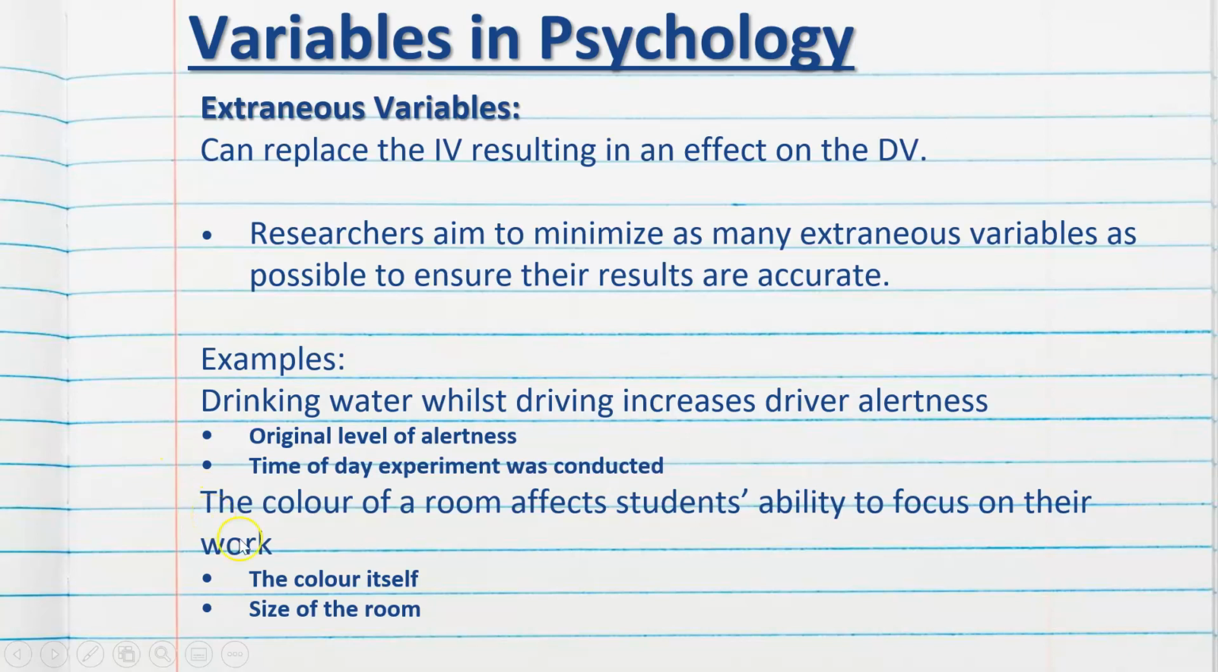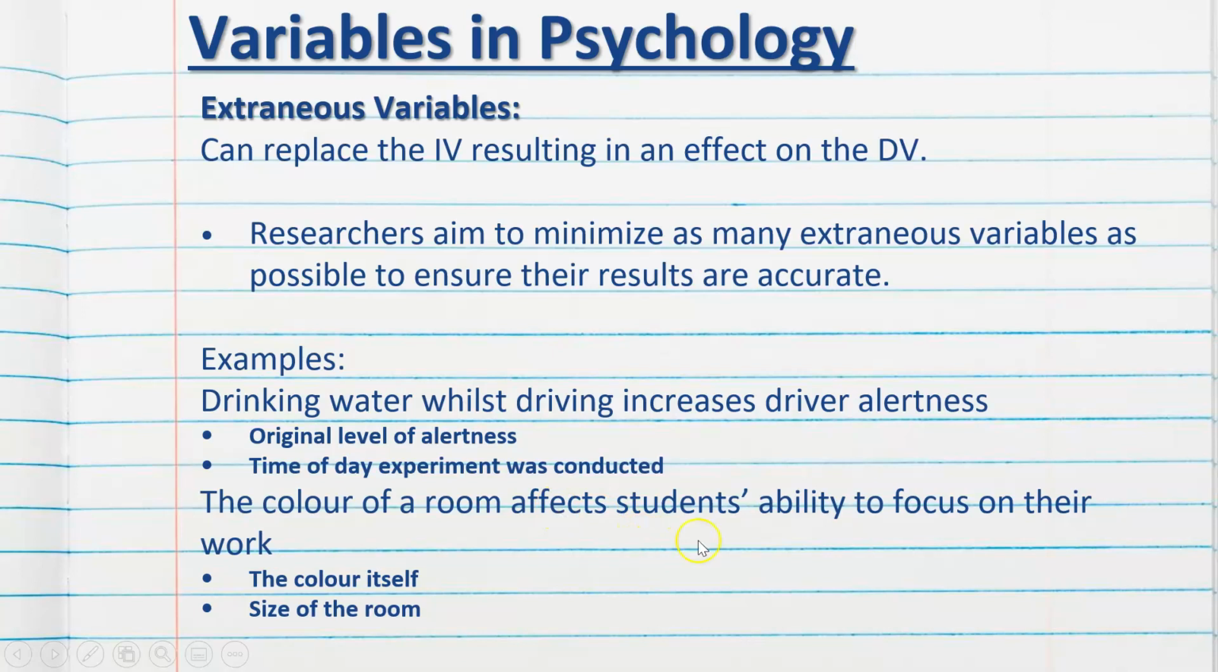So, same with the next hypothesis. The colour of a room affects students' ability to focus on their work. The colour itself is going to be a massive extraneous variable. Different colours will elicit different emotions and feelings. We know this. The size of the room, if it's a tiny room versus a big room, or a dark room versus a light room, or if it's stuffy and too hot versus too cold, all of these things have the potential to negatively impact our results.